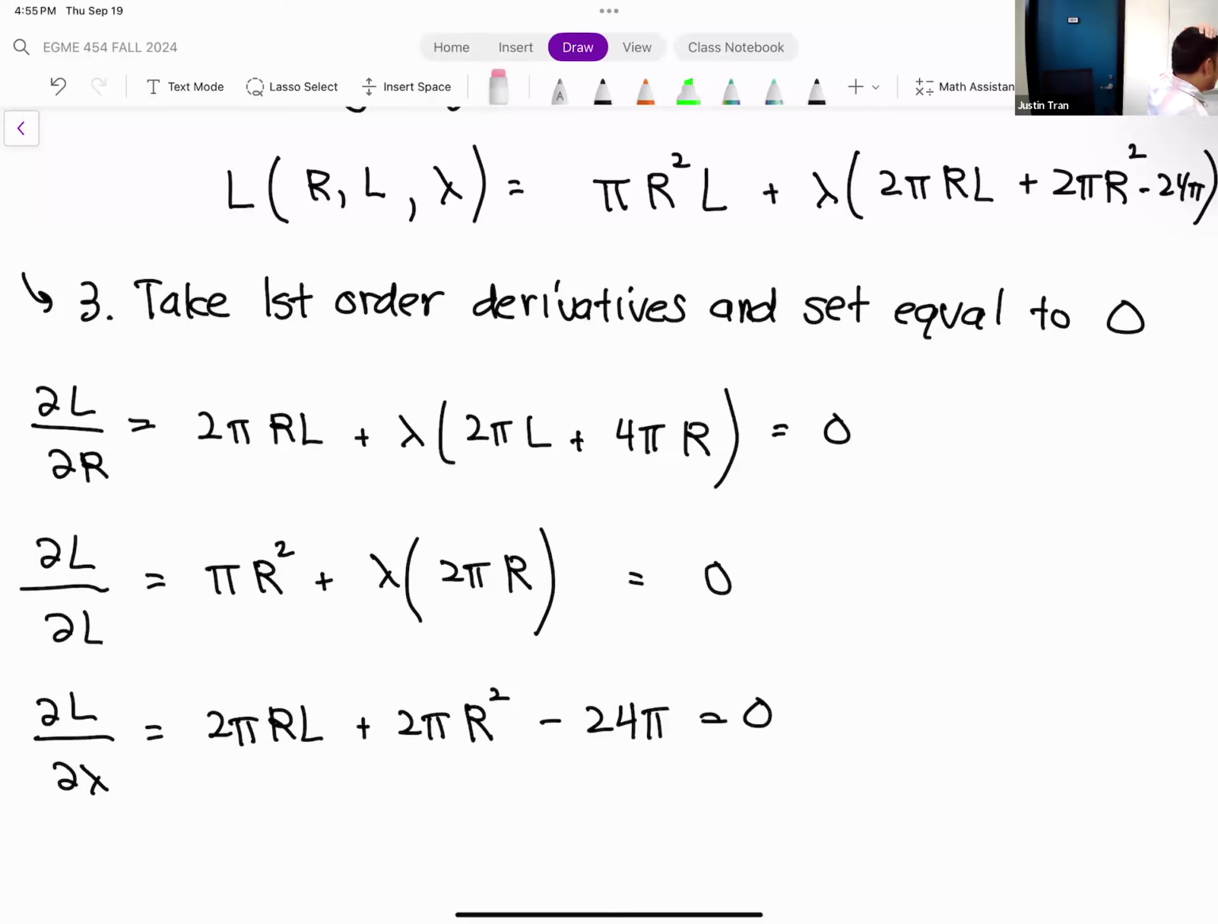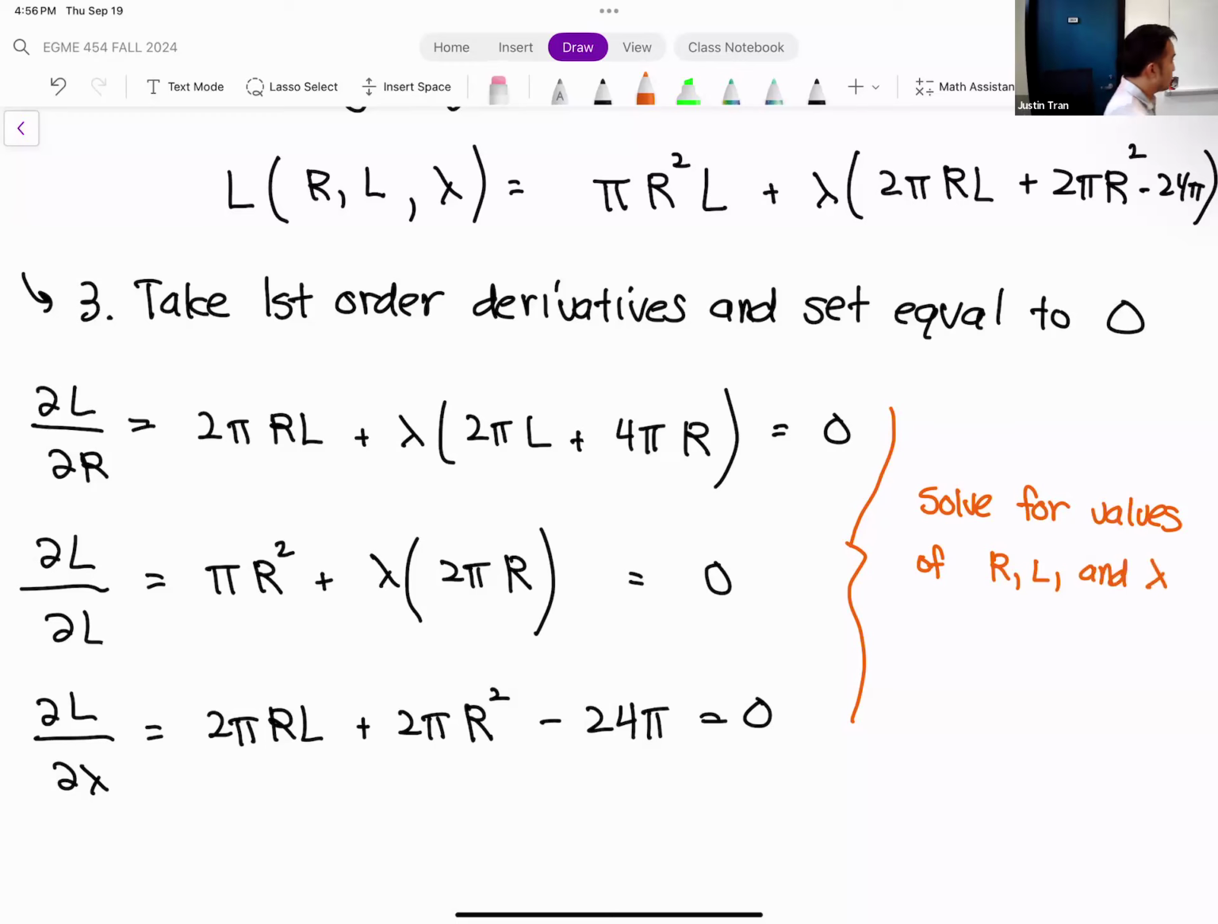Now we have a system of 3 equations that we need to solve for our 3 unknowns. You may go about this in any way that you please. I'm going to follow a similar strategy to the first example: eliminate lambda from the first 2 equations and then solve for the values of R and L. Any questions on how we got to this point?